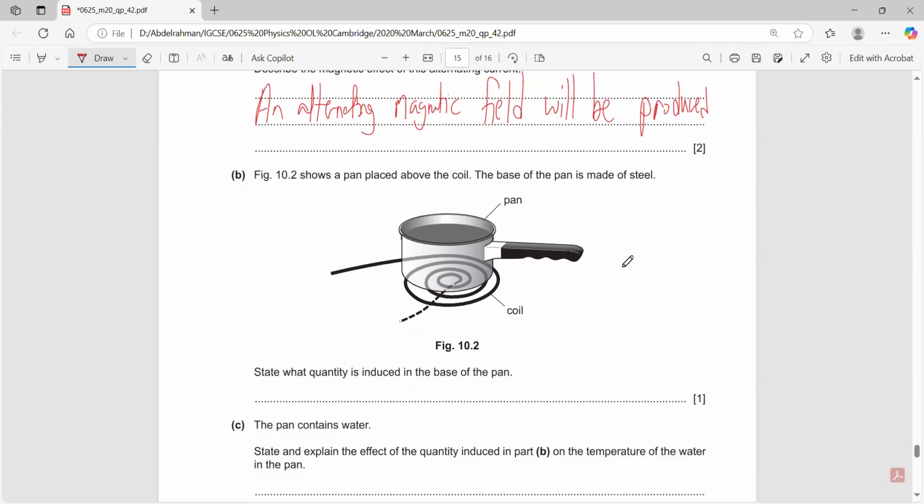State what quantity is induced in the base of the pan. What quantity is induced? This is the base of the pan, it's made of steel, due to this alternating current. So you might say that yes, an EMF is induced, right? It's as if you're thinking about a transformer, for example, when you have an alternating current that cuts the secondary coil, inducing what? Inducing an alternating EMF, or voltage.